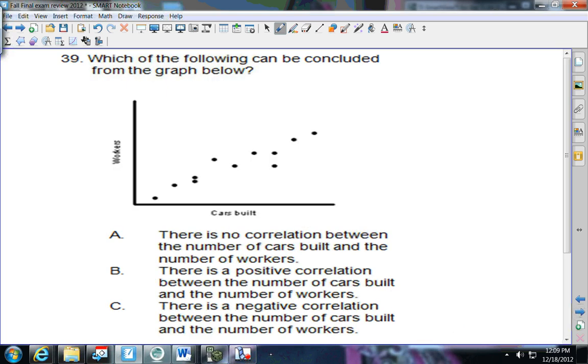39. Which of the following can be concluded from the graph below? There is no correlation. Oh my goodness. Correlation between the number of cars built and the number of workers. Hey, what's the correlation going on right here? It's positive. It's increasing. It's going up. So there is a correlation. It says there's a positive correlation. Yeah, buddy, because it's going up.